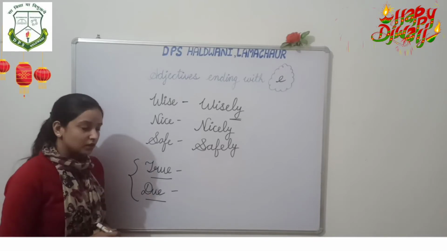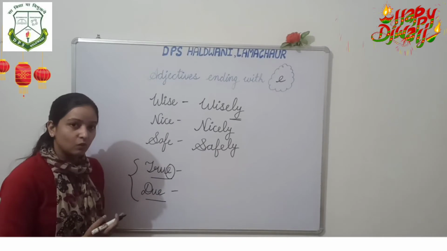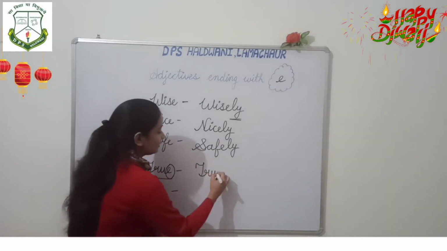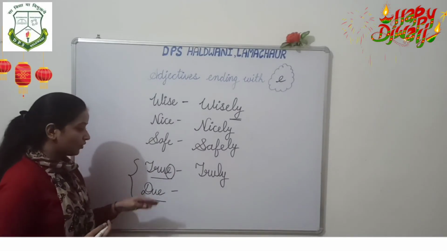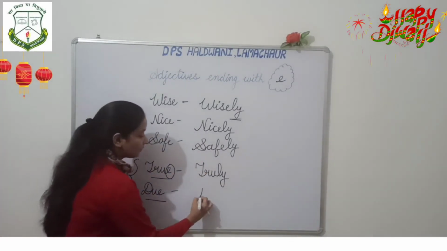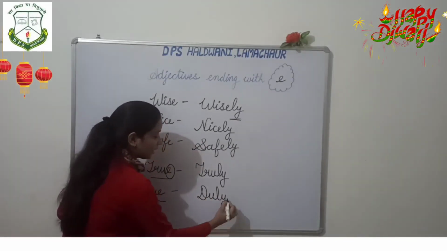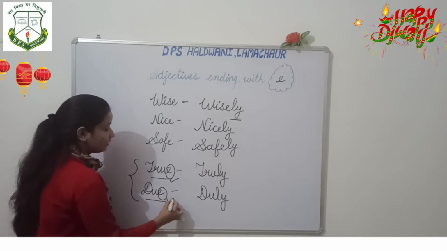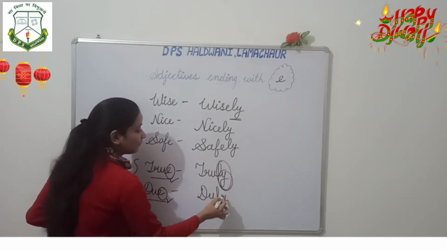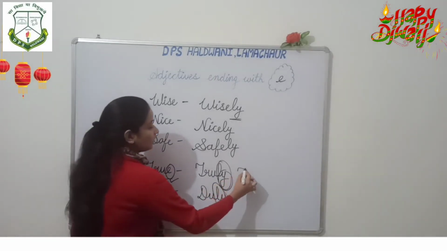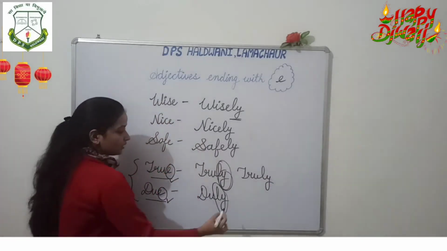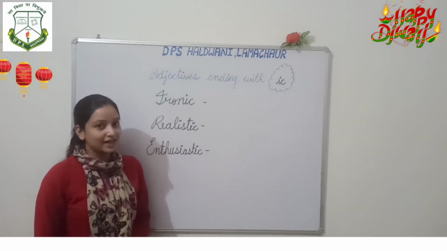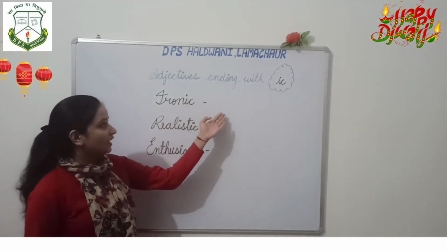So what we do? We remove E and add L-Y. So truly. T-R-U. So we have to remove E and then add L-Y. Due. Remove E and add L-Y. True. Truly. Due. Duly. So here we have removed E, and here also we have removed E, and we have added L-Y. So truly, T-R-U-L-Y. Truly. Duly. D-U-L-Y. Duly. Alright. Now the next and the last rule is adjectives ending with I-C.